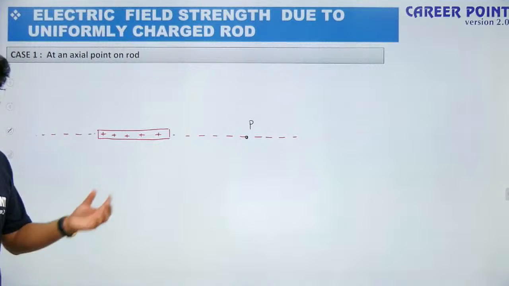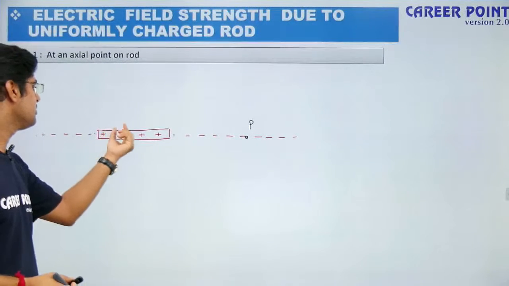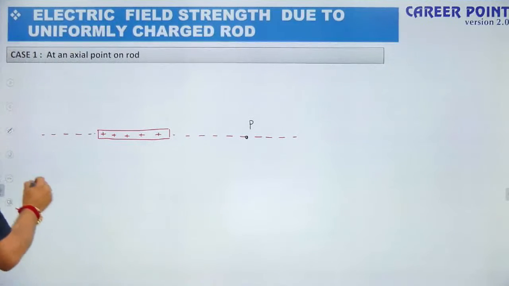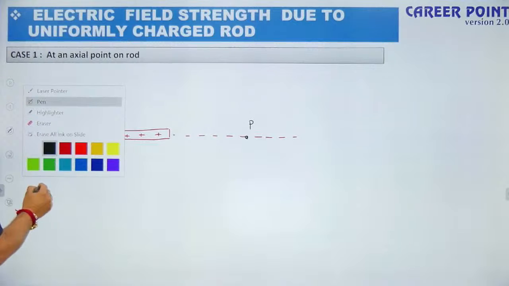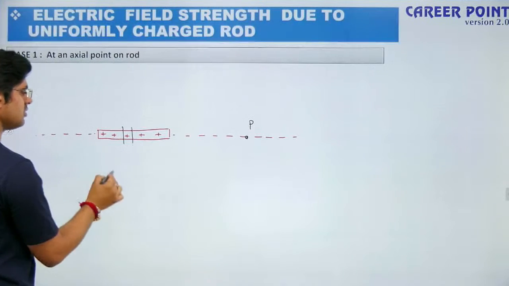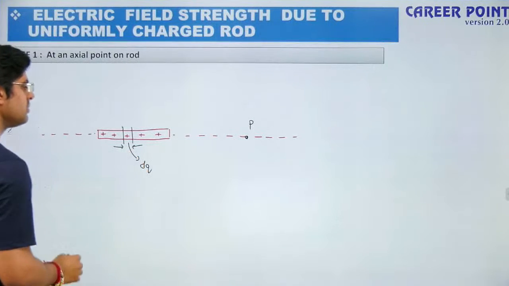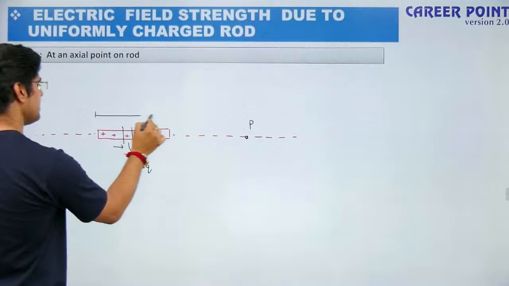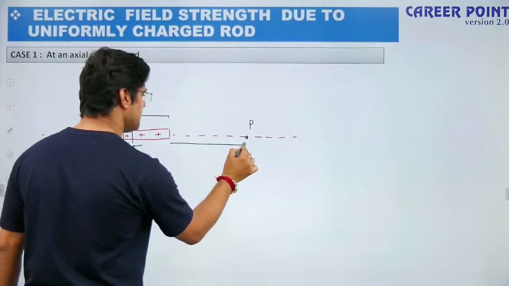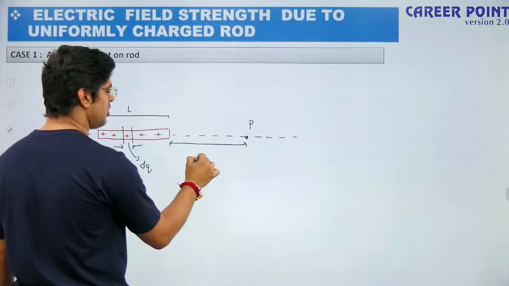I already know how to find electric field at this point P due to a point charge, if I consider any point charge on this particular rod. So in that case we can take an elemental charge, let's say this charge is dq. Let the length of the rod be capital L. Let's say the distance of point P from the end of the rod is small r.